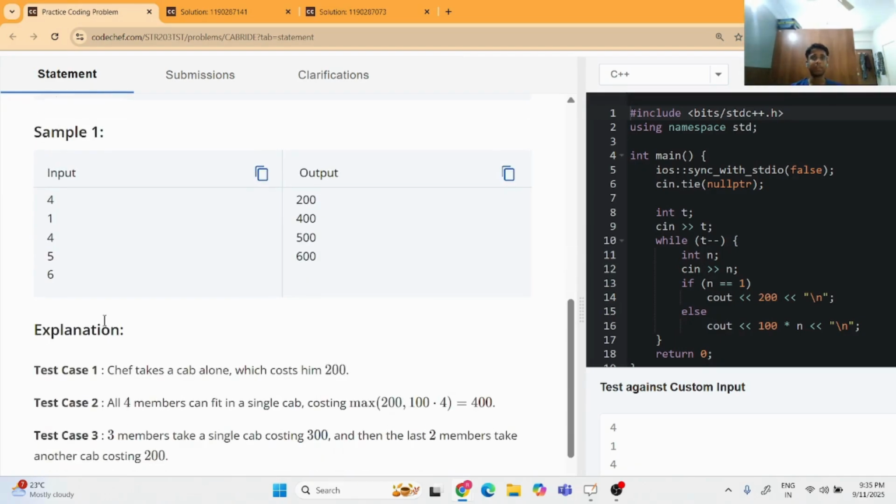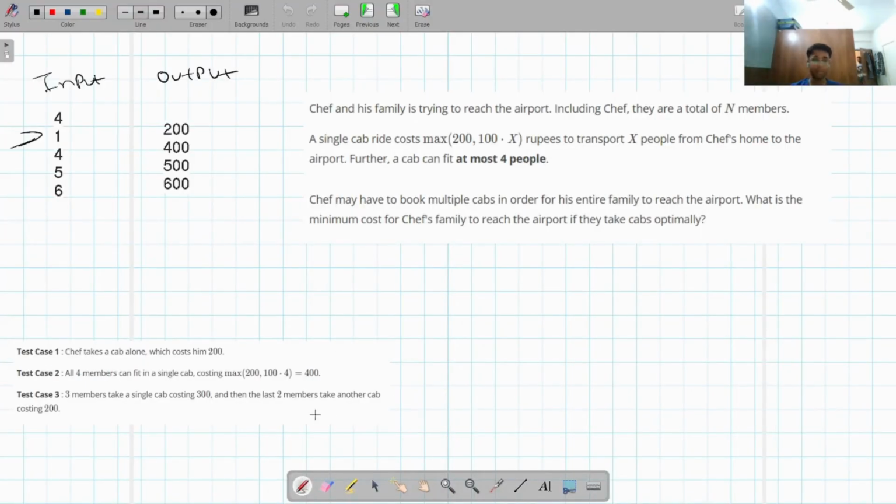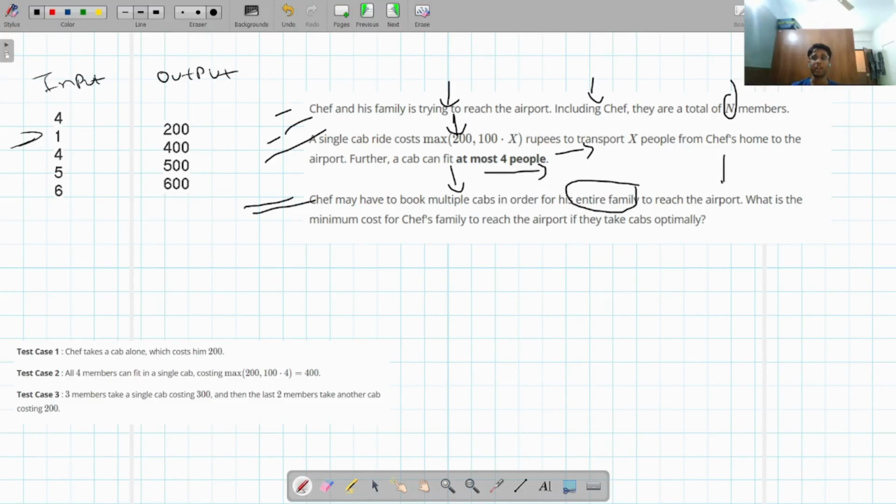So guys, now let's understand the sample test case and the question more precisely. This question is pretty much straightforward. It says that Chef and his family are trying to reach the airport, including Chef. There are a total of N members, and a single cab ride costs maximum of 200, 100 times X rupees to transport X people from Chef's home to the airport. Further, a cab can fit at most 4 people, so Chef may have to book multiple cabs in order for his entire family to reach the airport, right? So what is the minimum cost for Chef's family to reach the airport if they take cabs optimally?